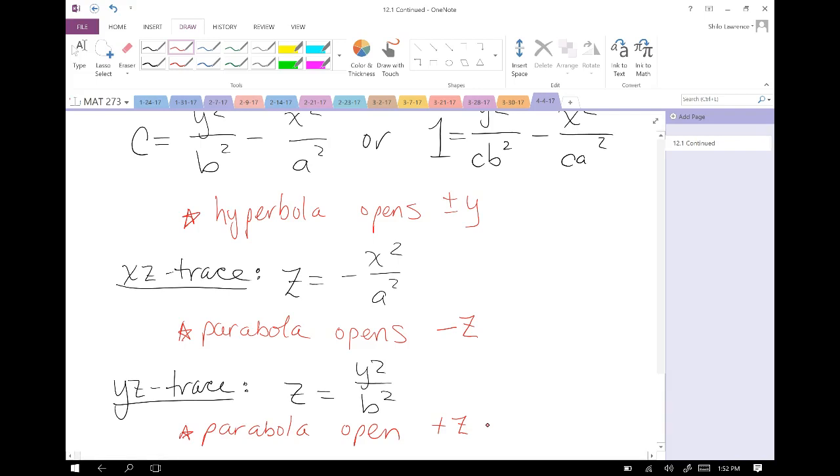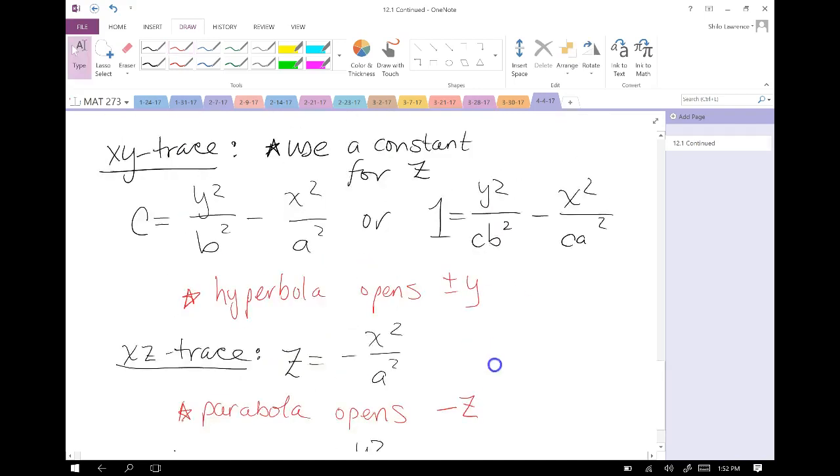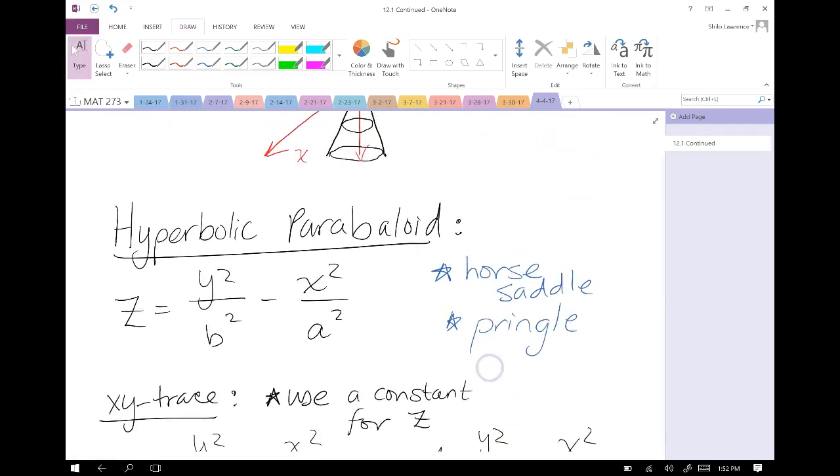So the name is hyperbolic paraboloid because our traces are hyperbolas and parabolas. So hyperbolic paraboloid. I already wrote that at the top. Adam gave it away. Sorry.